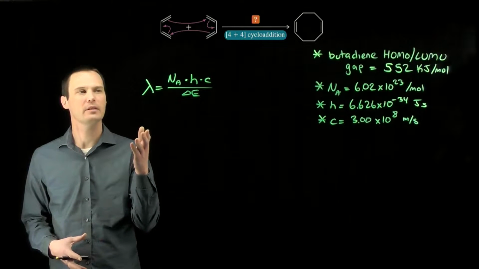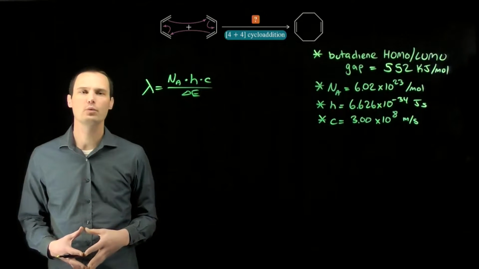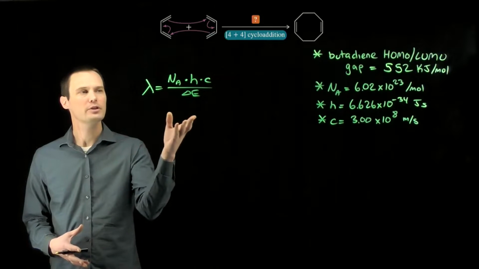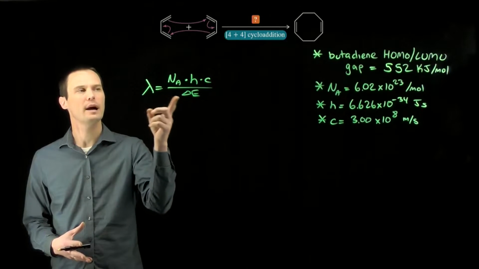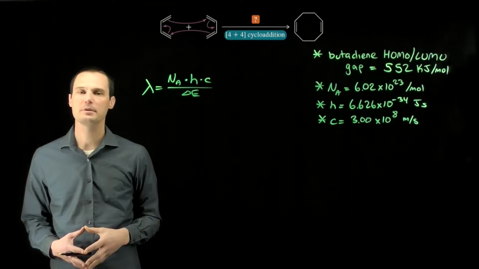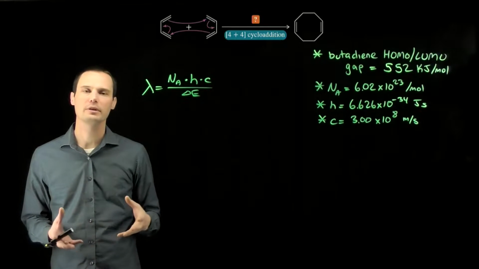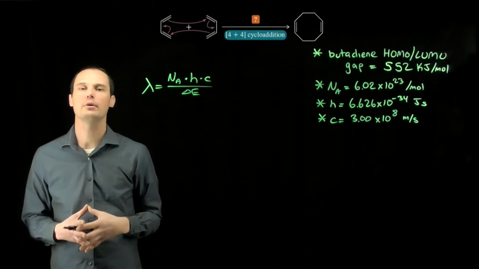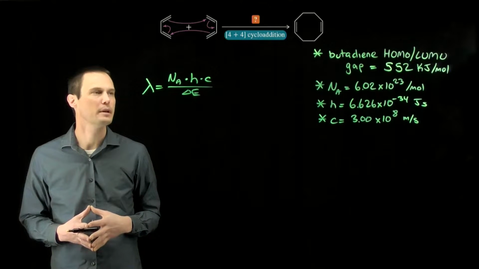This assessment asks us to calculate the wavelength of light needed to dimerize 1,3-butadiene. Our equation that we'll use is the wavelength of light is equal to Avogadro's number times Planck's constant times the speed of light divided by delta E, where delta E is the energy gap between the HOMO and LUMO of this molecule, the HOMO-LUMO gap for this molecule.